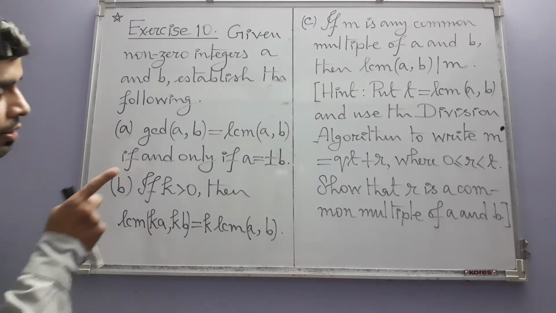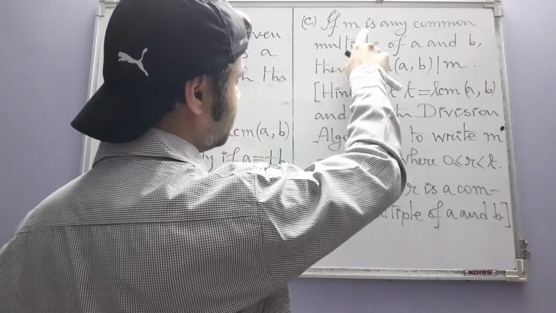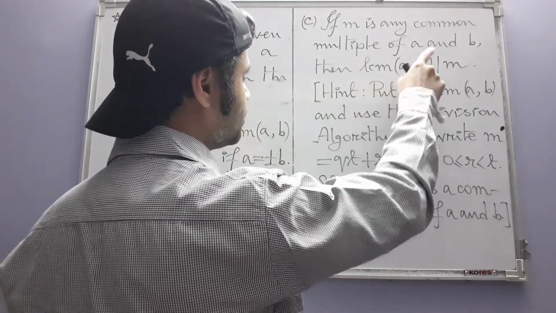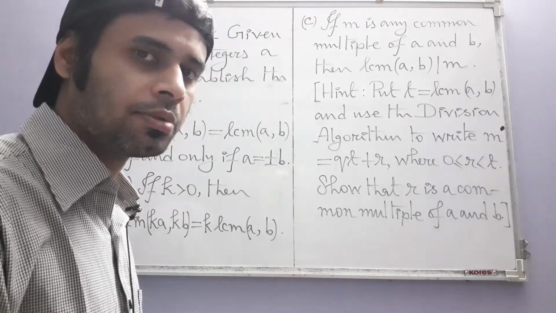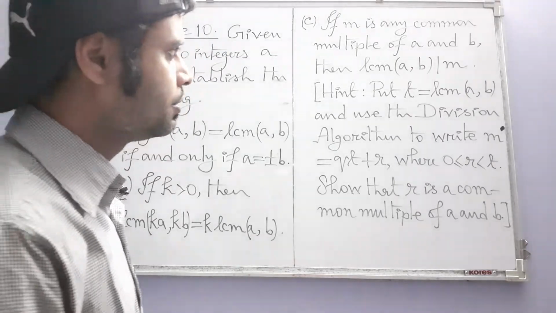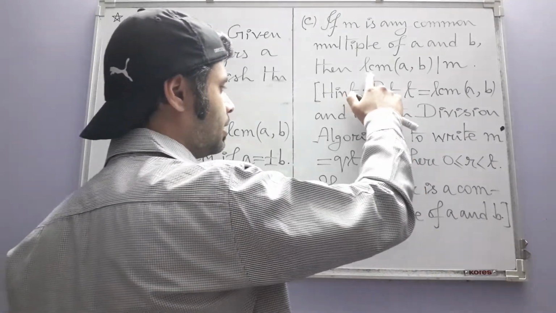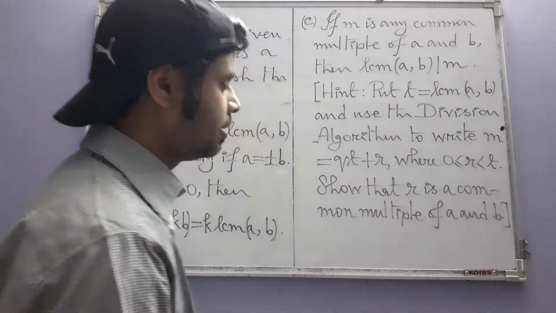And in this third one, m is given to be any common multiple of a and b. That means m is an integer that is divisible by both a and b. Then we have to prove that the LCM of a and b divides m.